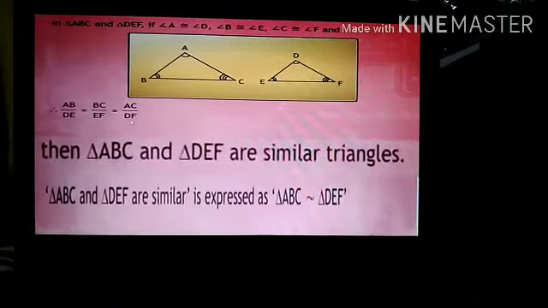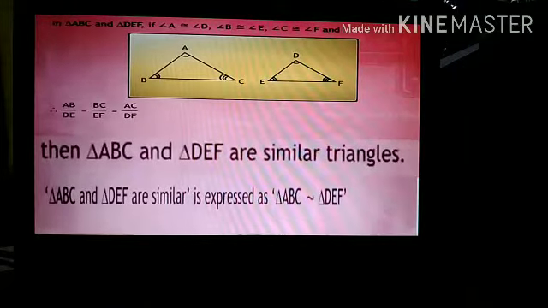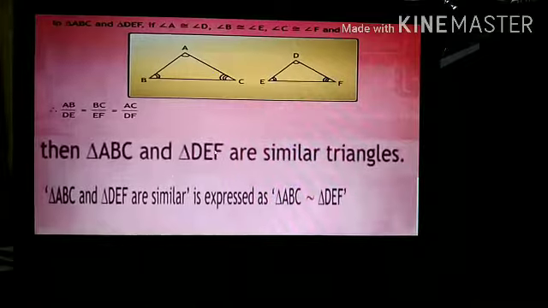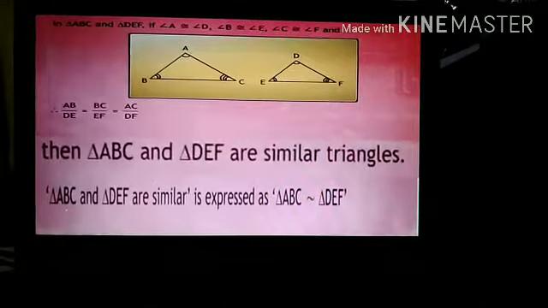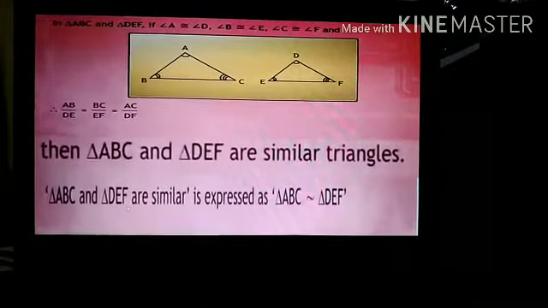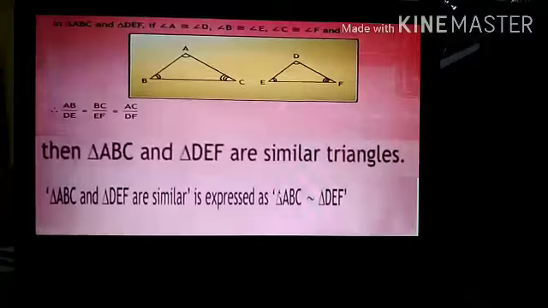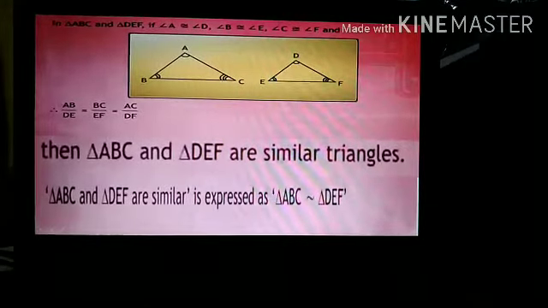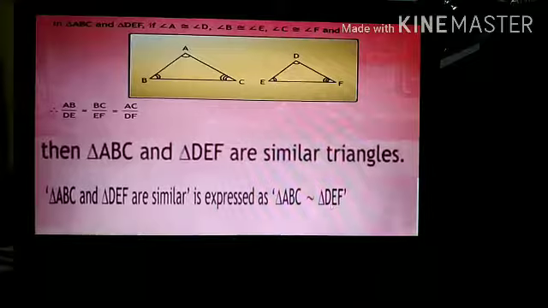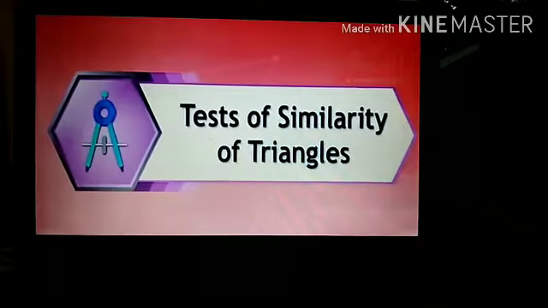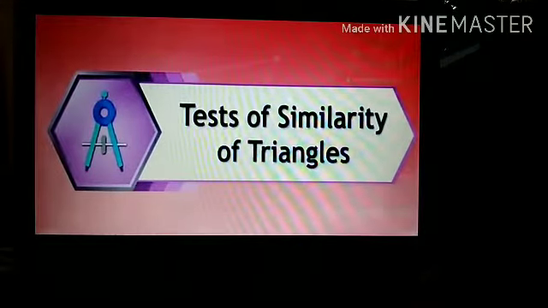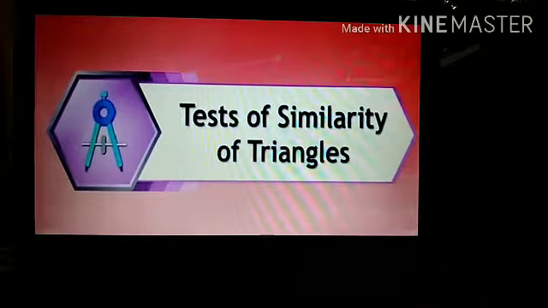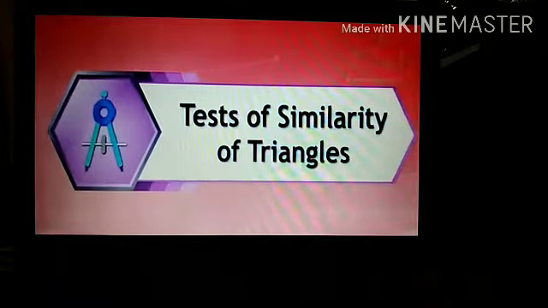Then we can say that both the triangles are similar, and in word form, triangle ABC and triangle DEF are similar, expressed in symbolic form as triangle ABC similar to triangle DEF. We saw the tests of similarity of triangles in previous sessions. Let us quickly revise the tests which we have seen in our previous 3 sessions.